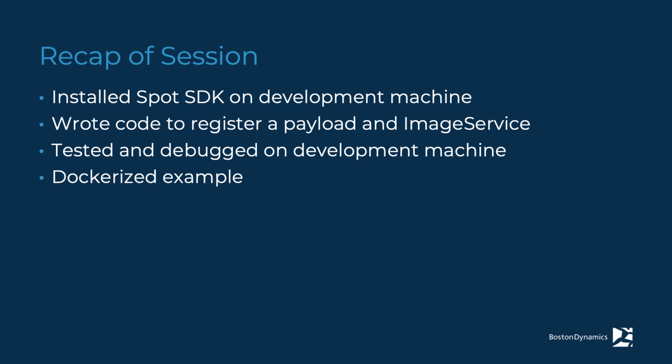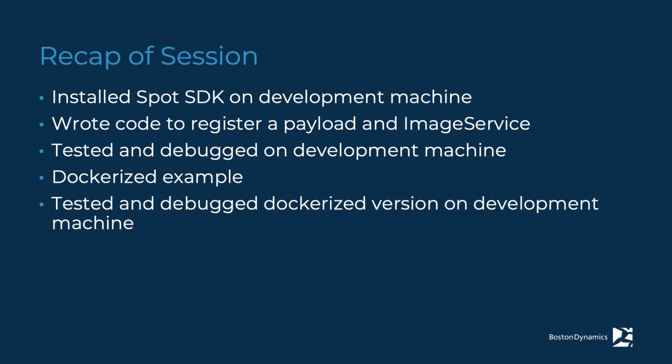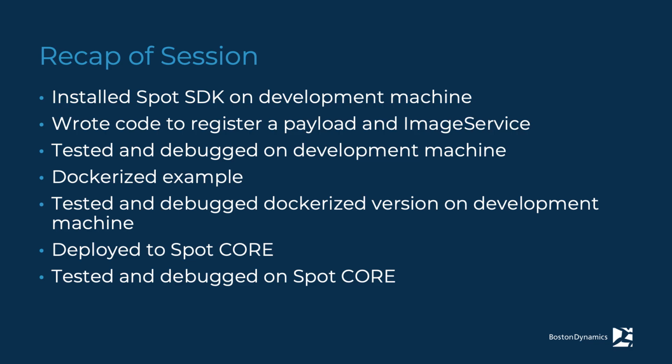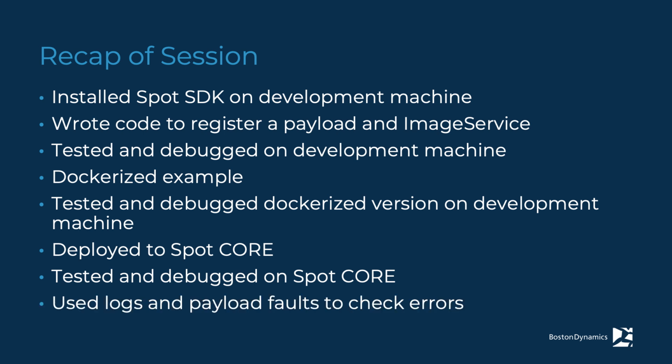The next step was to Dockerize the example. So we want to verify that we can run it as part of a Docker image. First, we test it and verify that it works locally on our development machine. And then we copy that tested Docker image onto the Spot core itself. We deployed that through the command line, but you can also do it through Portainer.io to make it very easy for users of any technical level to deploy those Docker images on the Spot core. Then we test and debug on the Spot core, the same way that we do on the development laptop. And lastly, we use the logs as well as the payload faults to verify that things are working correctly, or if there are any errors being raised by the hardware or the software itself.